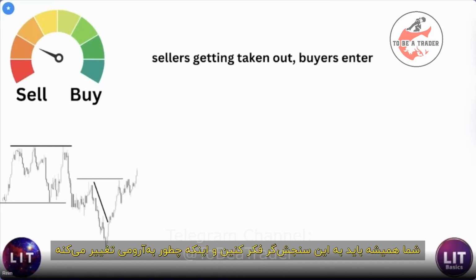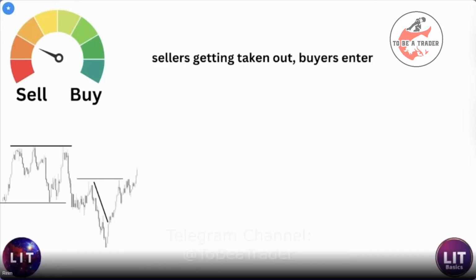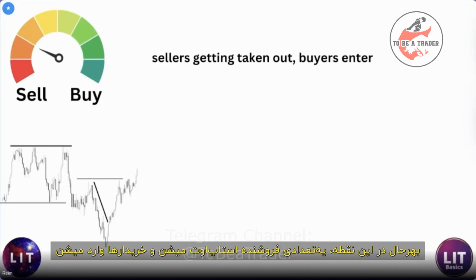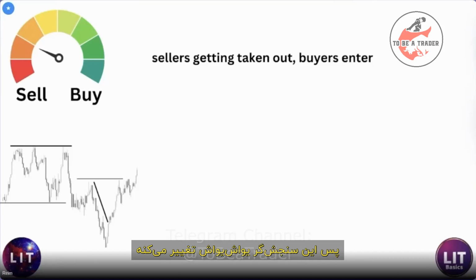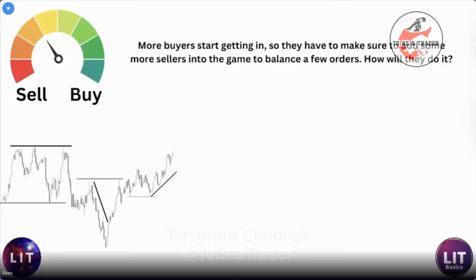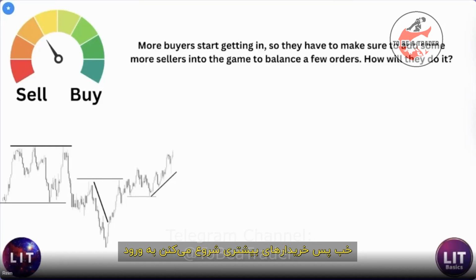And you always have to think about this meter, again, how it changes slowly. But again, not every seller is stopped out. It does maybe hit seller stop losses up here. Maybe they opened their positions in here. They're still in there, whatever they did. And at this point, a few sellers getting stopped out and buyers enter. So this meter is about to change slowly, right? So more buyers are starting getting in.